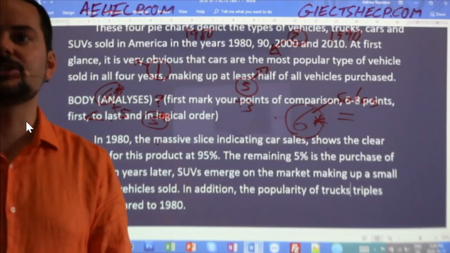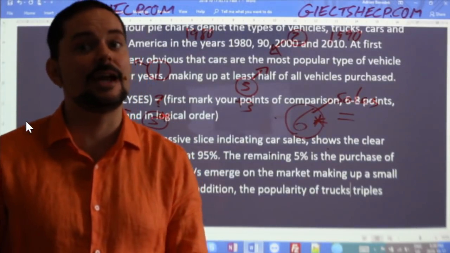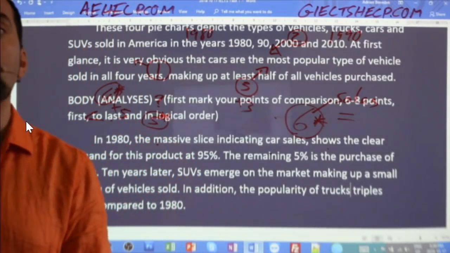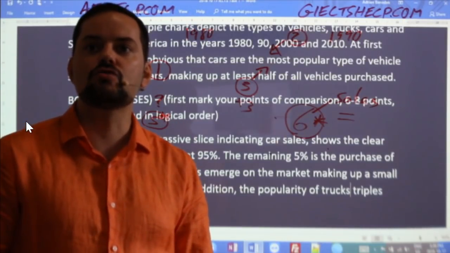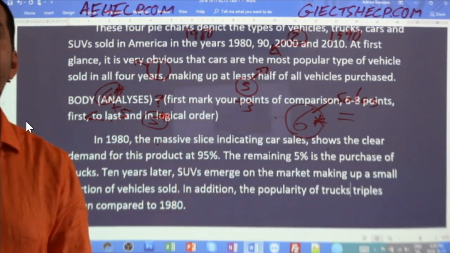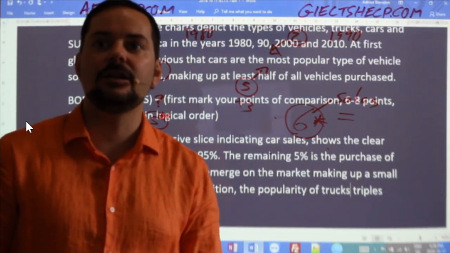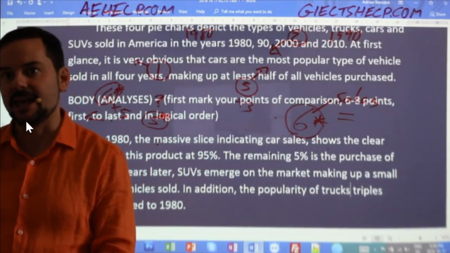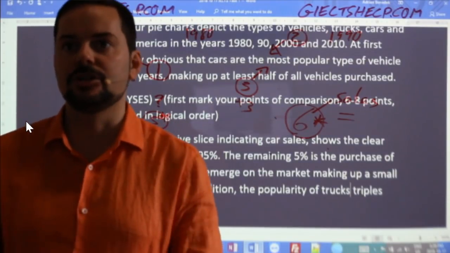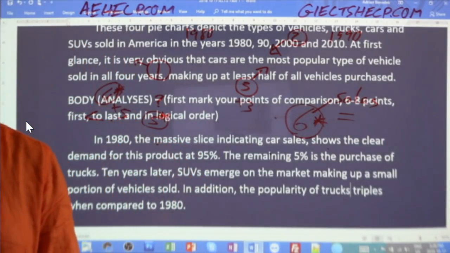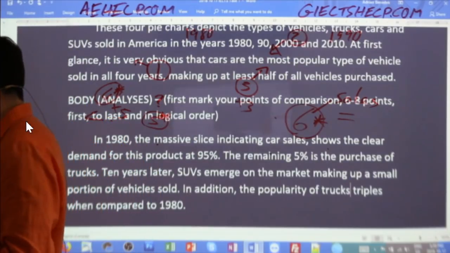Vegan Jeffrey says, sales of SUVs first appear in 1990 with 6% of the market. Meanwhile, trucks had much higher sales, 3 times that of 1980. Okay, you need a reference point there, Jeffrey, to finish that sentence clearly, okay? All right, but some good points there.